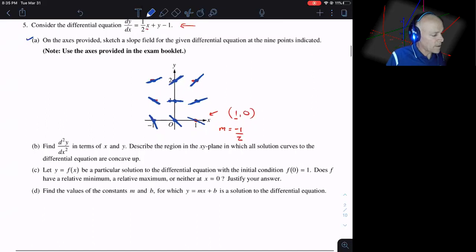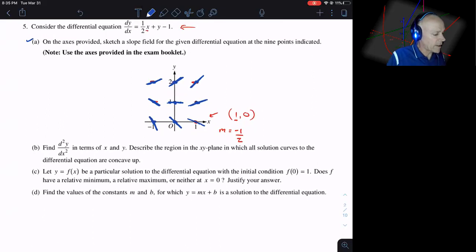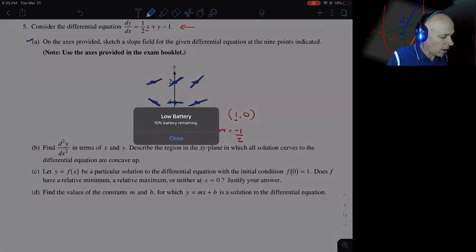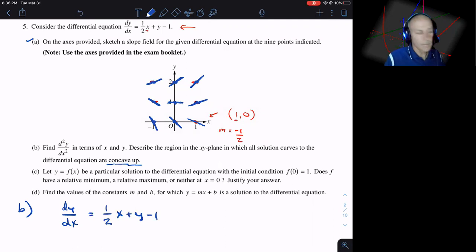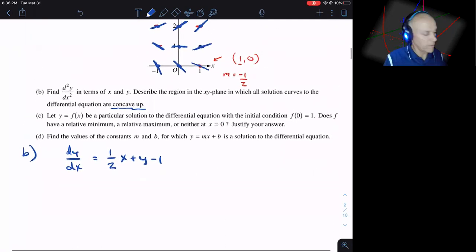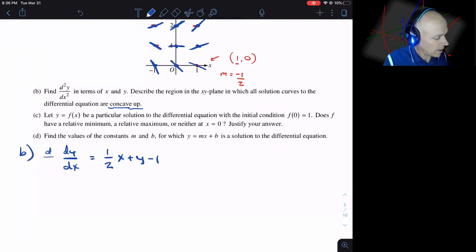Part B says find the second derivative in terms of x and y, and then describe the region in the xy plane in which all the solution curves to the differential equation are concave up. So first order of business, I want to find the second derivative. I'm going to do my work for this one right here. I'm going to take dy dx is equal to 1 half x plus y minus 1. And then what I want to do is take d/dx of the entire equation.